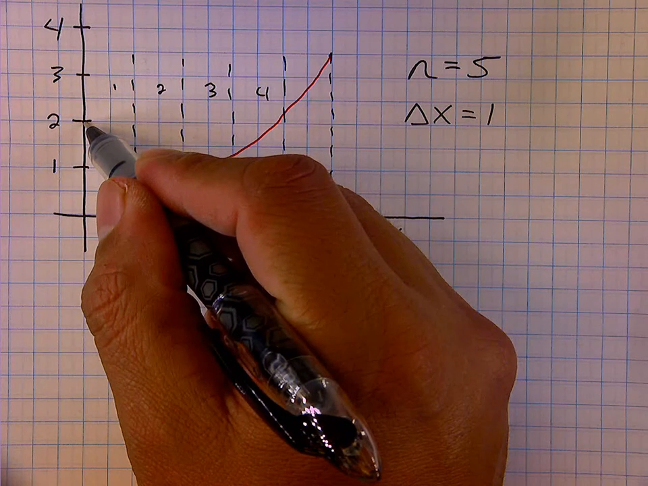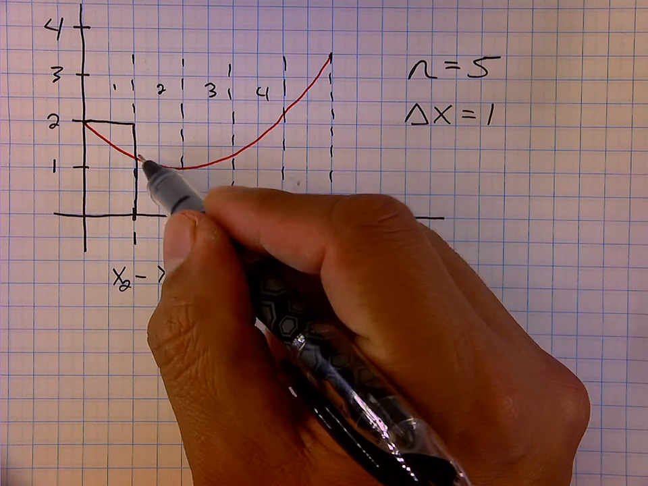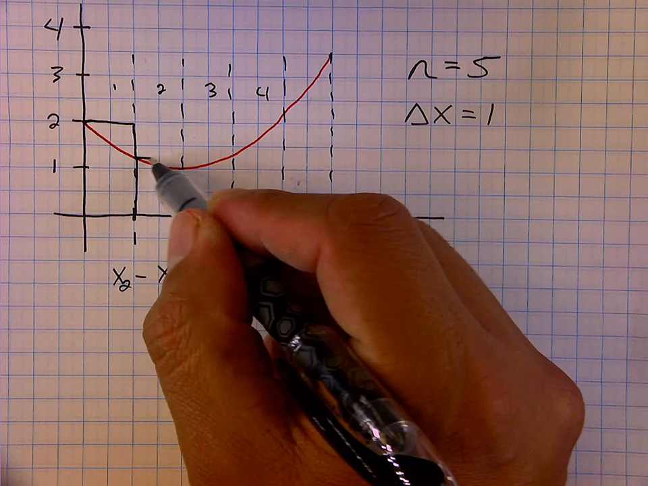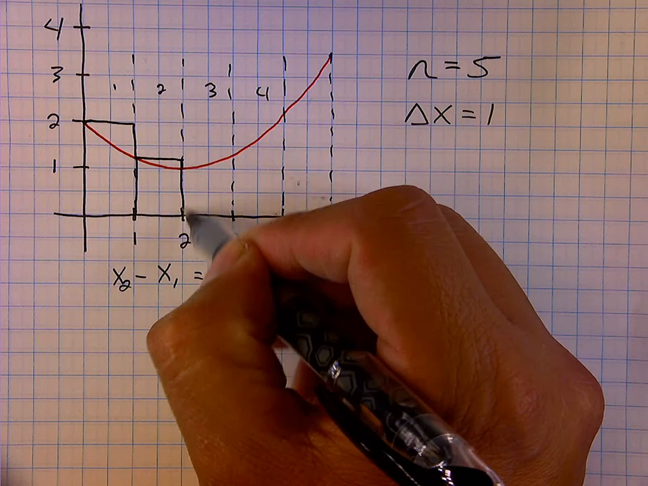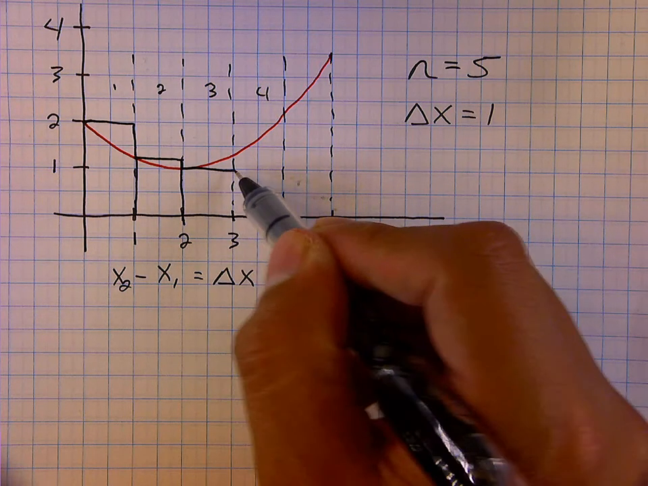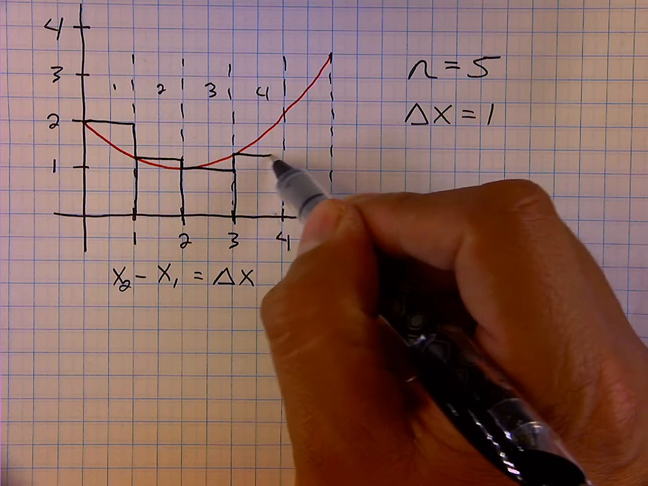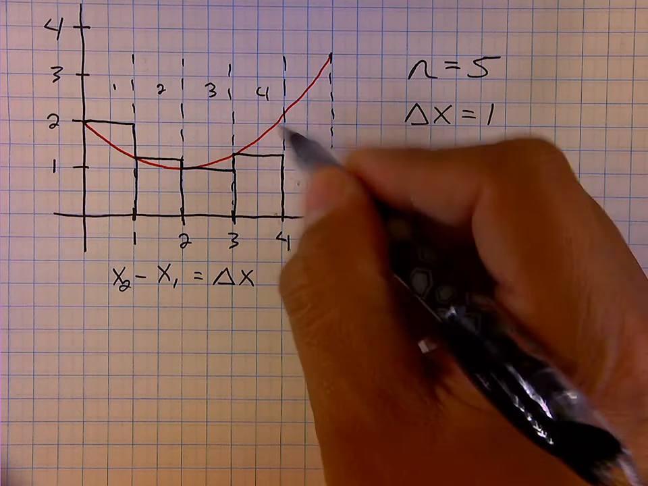Connect the height of the rectangle where it touches the graph on the left side. Continue this procedure, touching only on the left side.